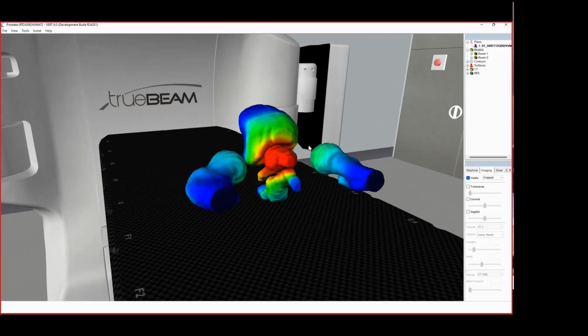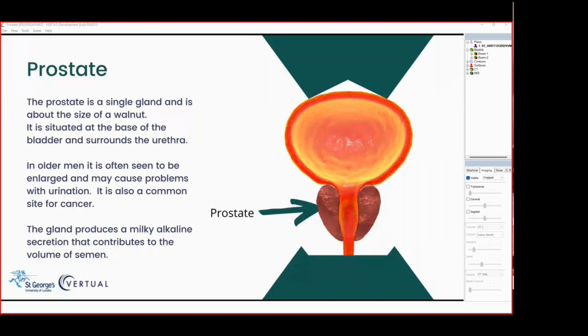So as we can see here, the inferior part of the bladder is getting quite a high dose, and then the anterior portion of the rectum, and we can show them that that's what's going to be causing those side effects of the actual treatment itself. So it's a fantastic way to get that information into the patient and really get them to understand what's causing these issues that they're going through.